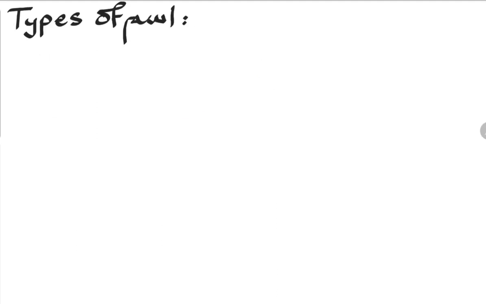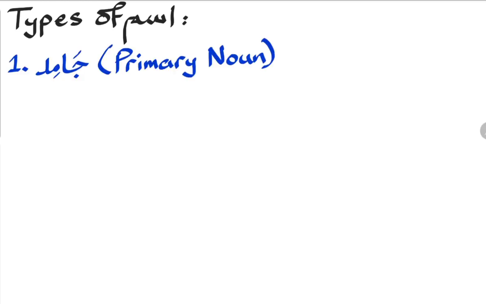Let's start off with the types of ism. Now ism has three main types. The first one is called jamid, which means a primary noun. A primary noun is basically an ism or a noun which is neither derived from another word nor is any other word derived from it. It's completely separate. It's a whole complete entity of its own.